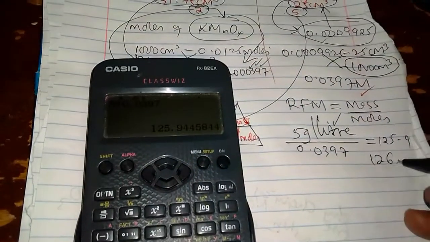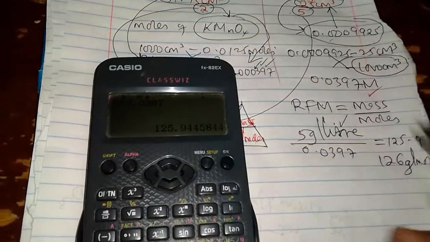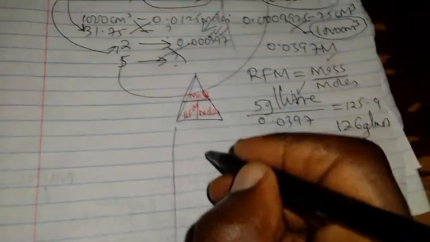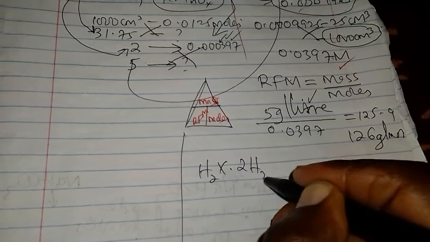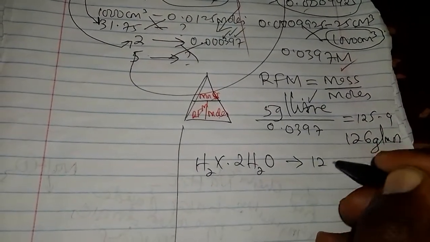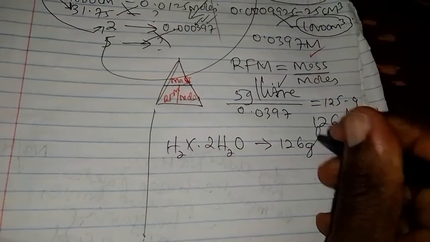126. So it will be grams per mole, the relative formula mass of that acid. So that means the relative formula mass of the acid H2X.2H2O is actually 126 grams per mole.